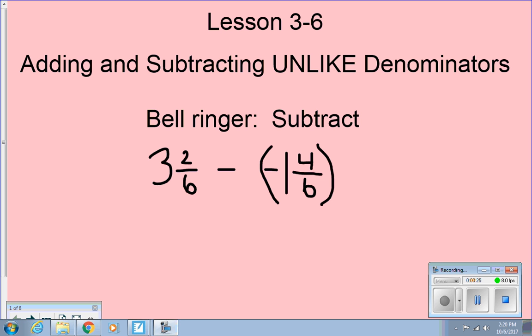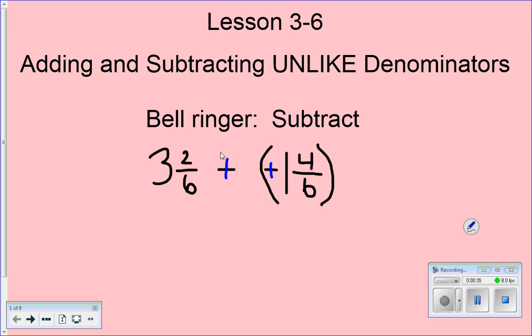So if I look at this, what is the rule I first have to follow? Okay, so then it becomes 3 and 2/6 plus 1 and 4/6. So to do this, there's two different ways. How many of you would have changed it to improper fraction? Okay. How many of you would just add them together, did the fractions first and the whole numbers? Okay. You could do either one.